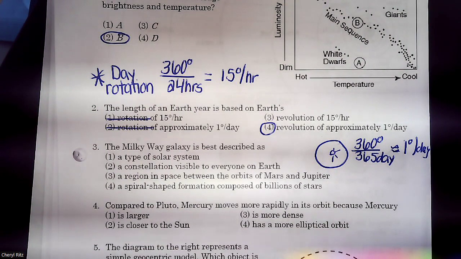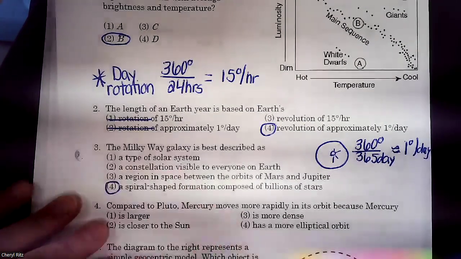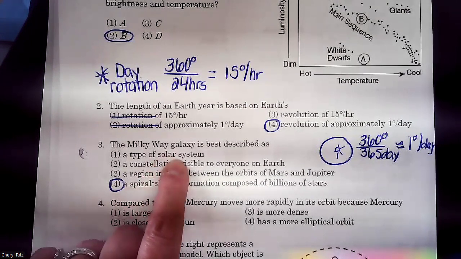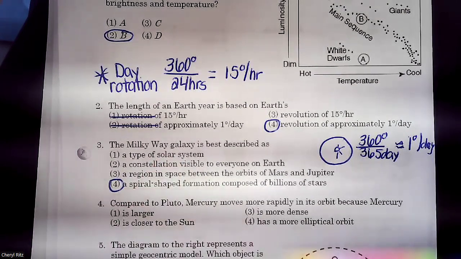The Milky Way, what's the best way to describe the Milky Way? Which number to pick? Show me on your fingers, please. It is number 4. The Milky Way is a spiral-shaped formation composed of billions of stars. It is not a solar system. A solar system is one star with planets that revolve around a star.